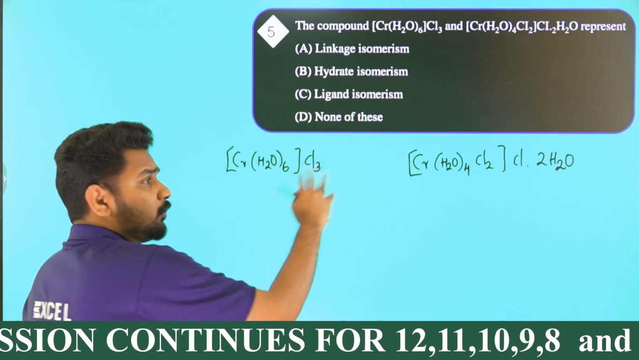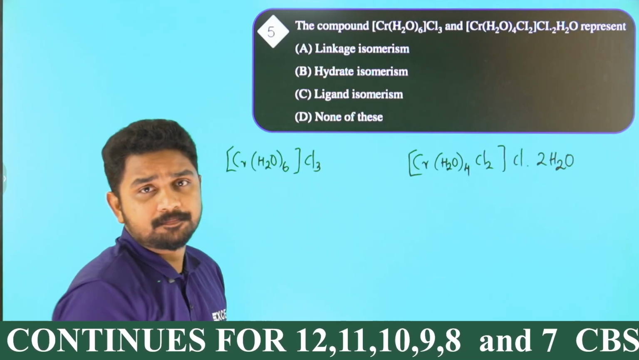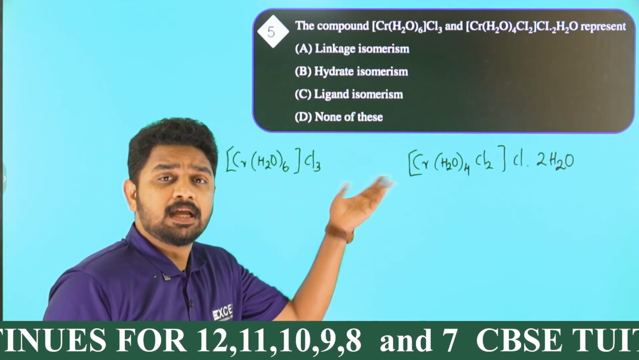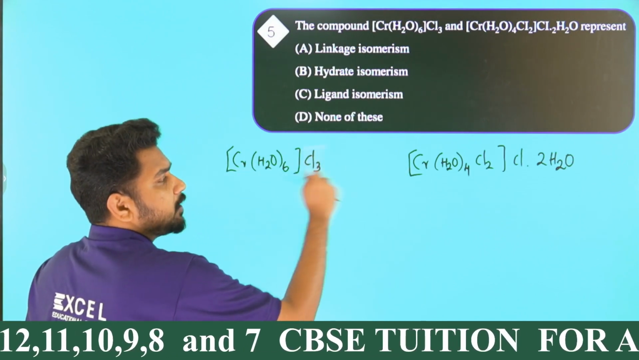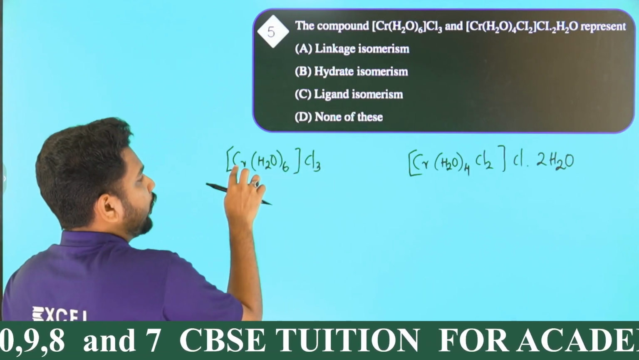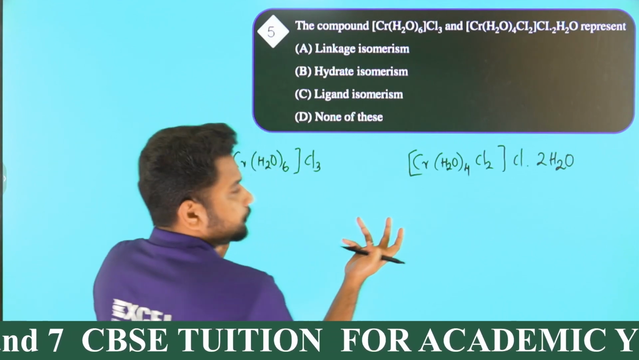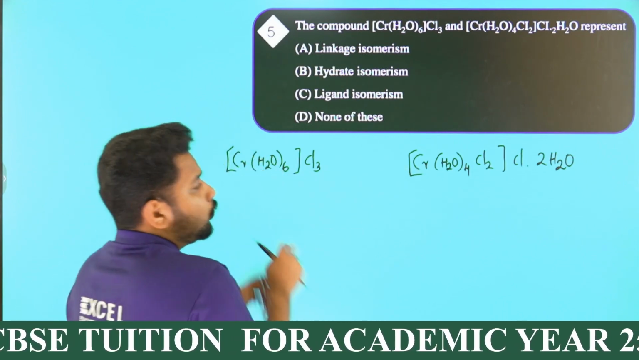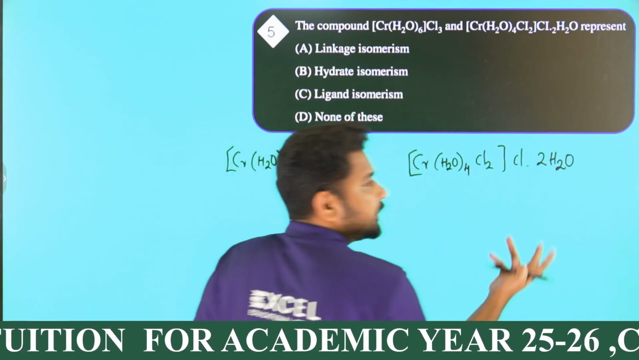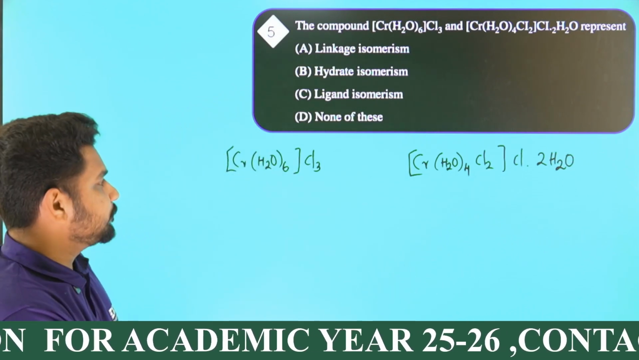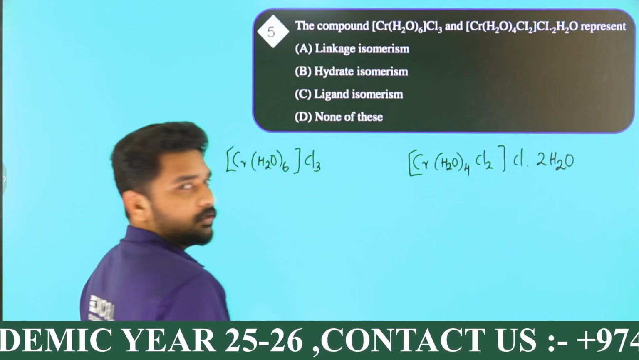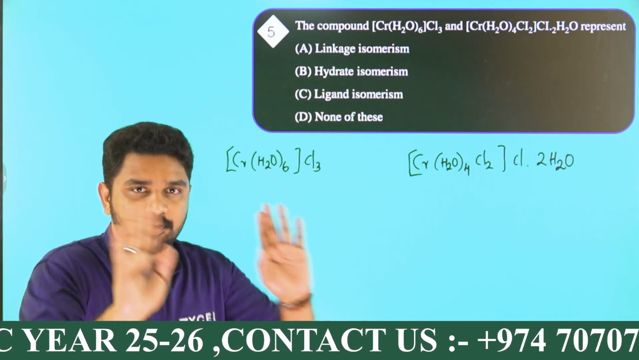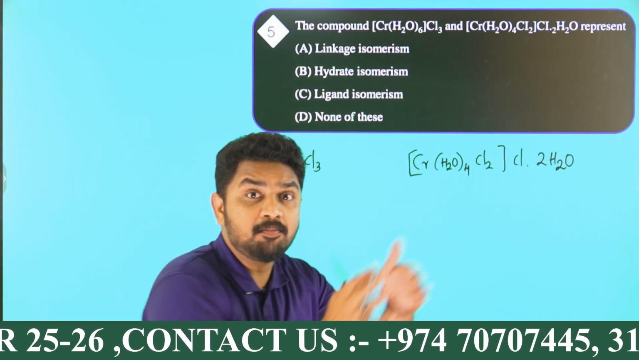First of all, you have to confirm that this is an isomer. How can we confirm that these two are isomers? The same number of atoms will be there. 1 chromium, 6 H2O, 4 plus 2, 6 H2O is there on the right side also. 3 chlorine, 2 plus 1, 3 chlorine. So it is confirmed to be an isomer because they have the same molecular formula.